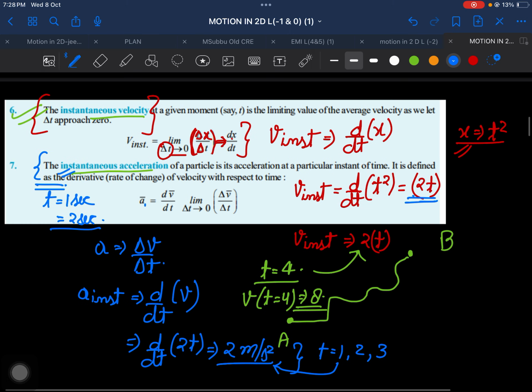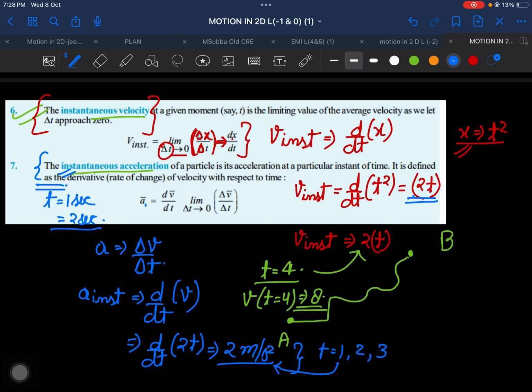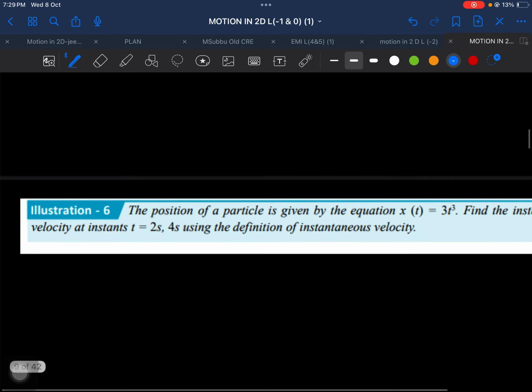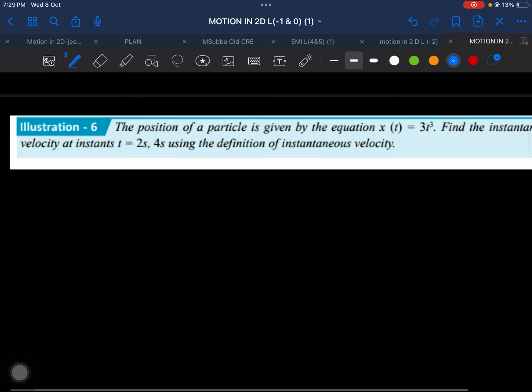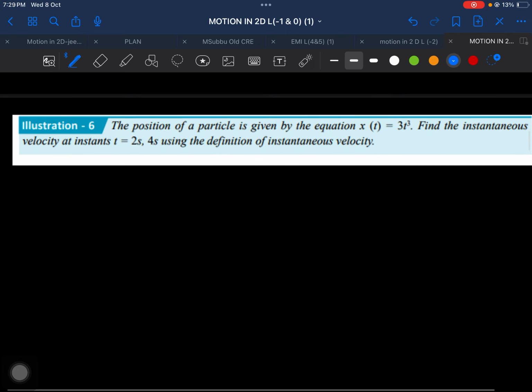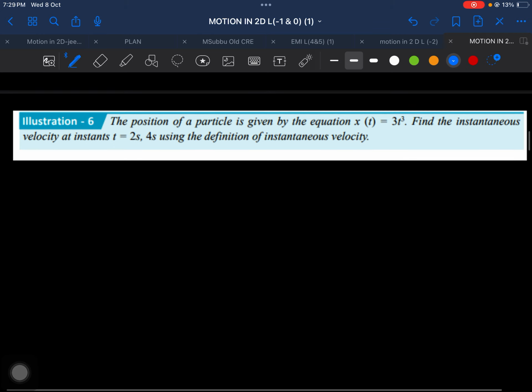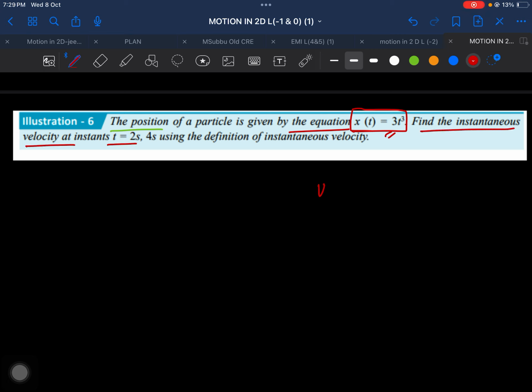Before moving further, let us solve one numerical based on this concept. Very simple concept, very simple question, and in the next lecture we'll solve some more numericals based on instantaneous velocity and instantaneous acceleration. Let me read it for you. The position of a particle is given by the equation x equals 3t cube. You have to find the instantaneous velocity at t equals 2 second and t equals 4 second, using the definition of instantaneous velocity.